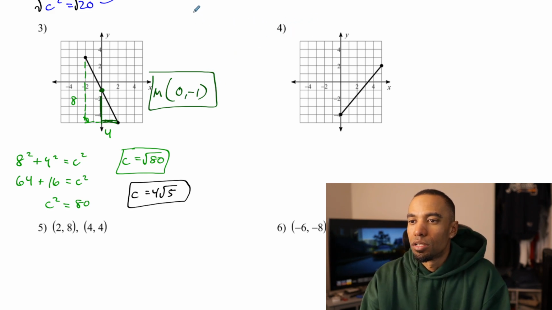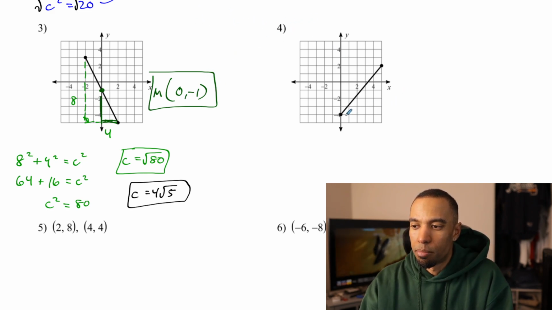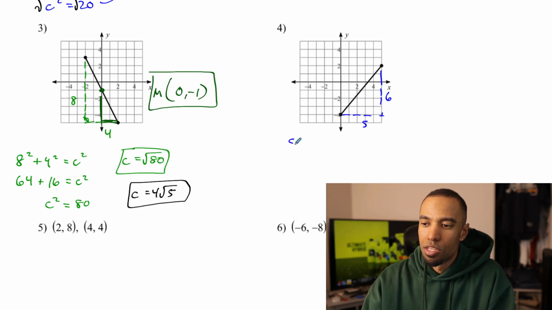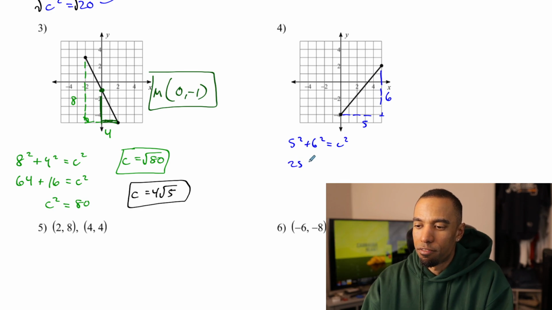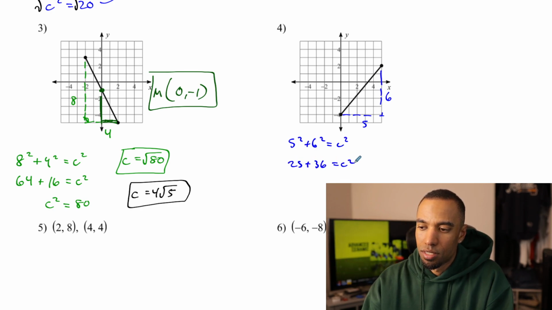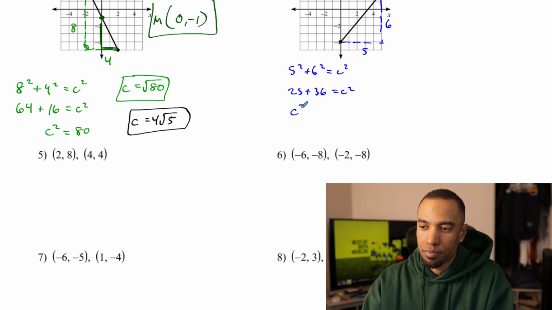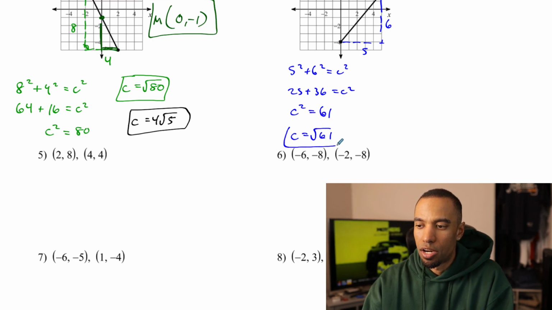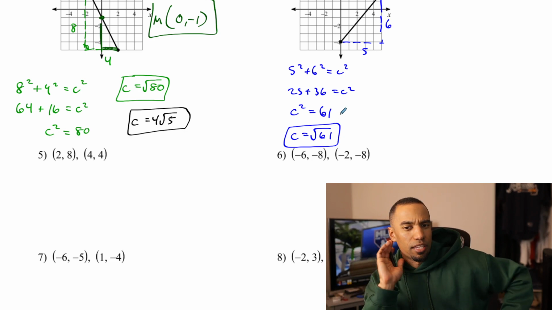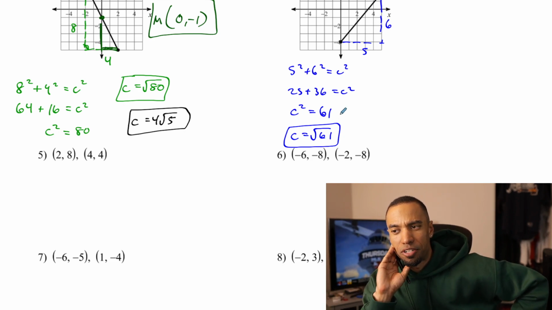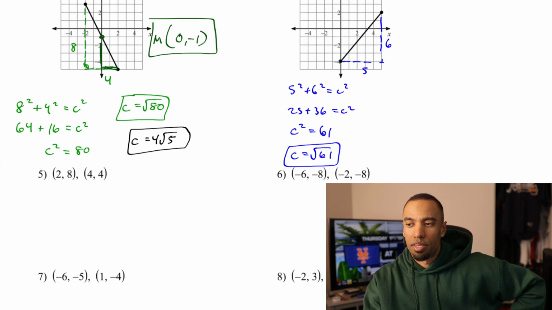All right. Last one here of the graphed ones, number 4 here. Run and rise of, let's count it, 1, 2, 3, 4, 5. 1, 2, 3, 4, 5, 6. So 5 squared plus 6 squared is c squared right there. That's 25 plus 36, which is 61. Not the answer. It's going to be the square root of 61. 61 is not only not a perfect square, I don't even think it's a composite number. I think it's a prime. No factors. So we'll leave it like that.